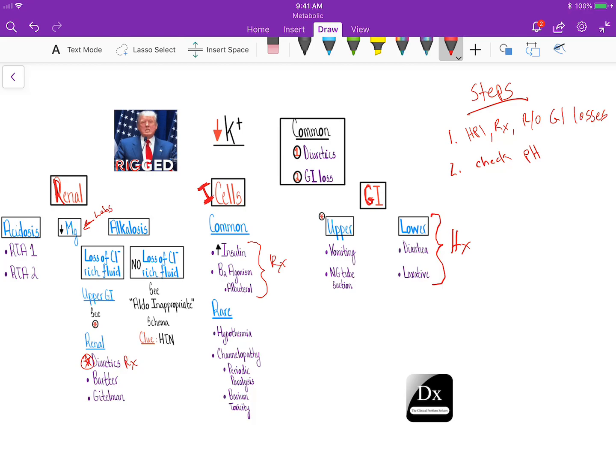thorough history, reviewing the medications, ruling out GI losses, and then checking the patient's pH, that can really help clue you in. If you're suspecting renal etiology, you can check the urine chloride.